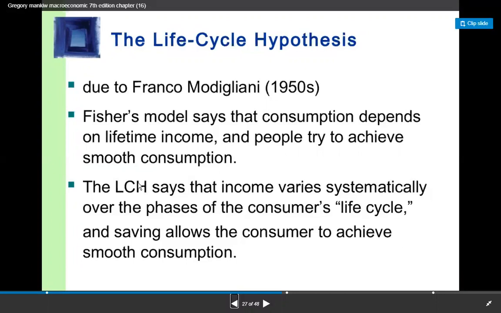Life cycle hypothesis says that income varies, income systematically varies over the different stages of life, over the different stages of consumer's life.